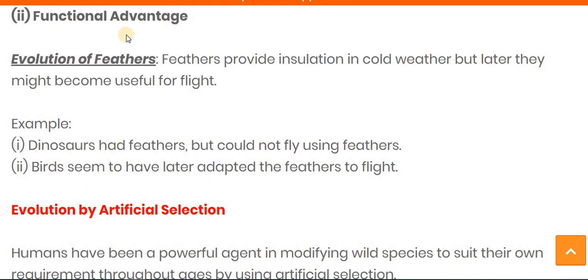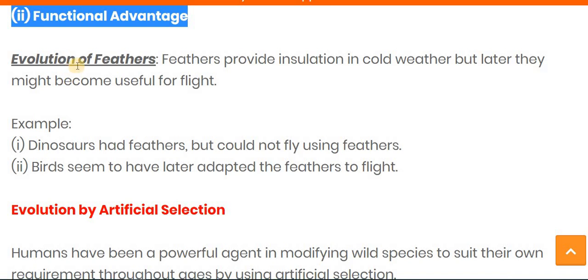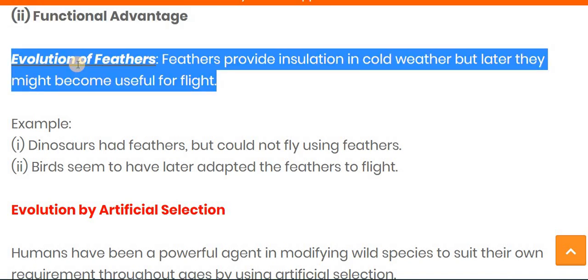The second one is functional advantages, and in that we have to write down the example of feathers. Evolution of feathers. The feathers provide insulation in cold weather, but later they might become useful for flight. Means earlier, the main function of feathers was for protection only. It protects the animals from cold weather, but later on it was converted into flying purpose.